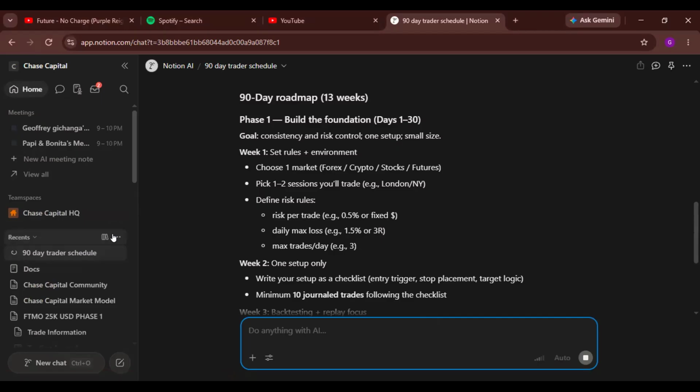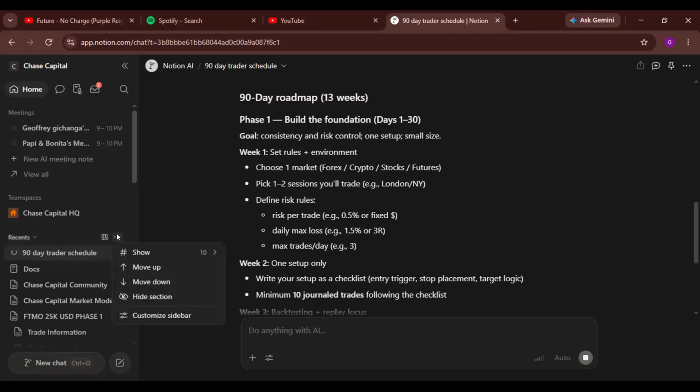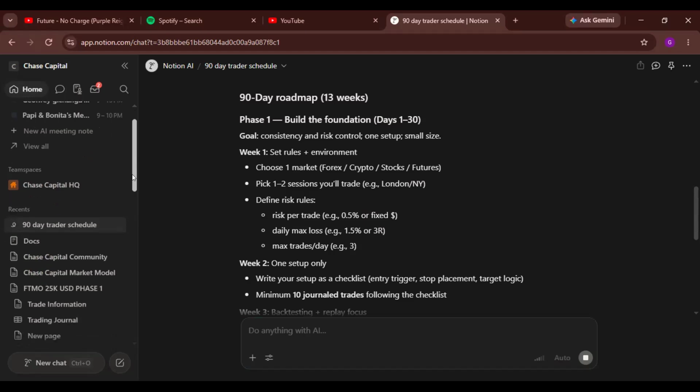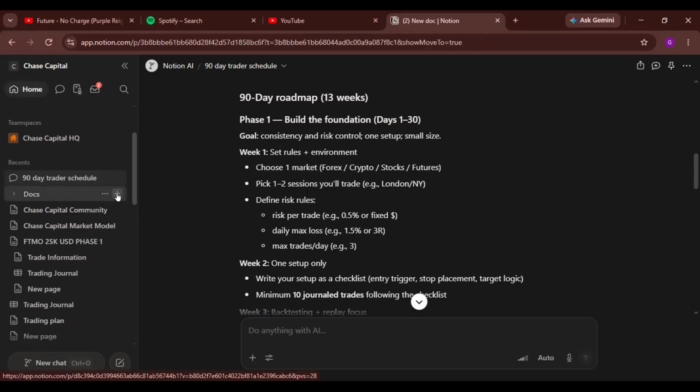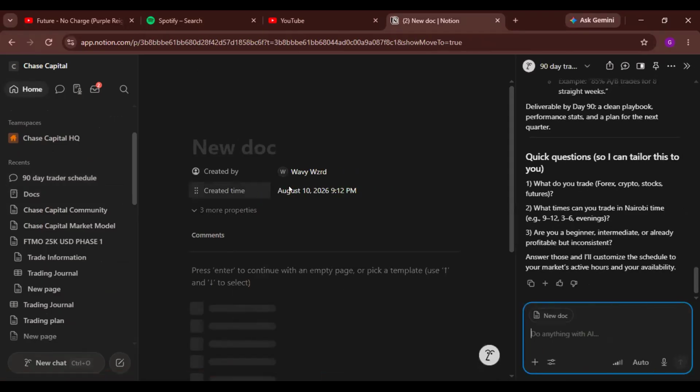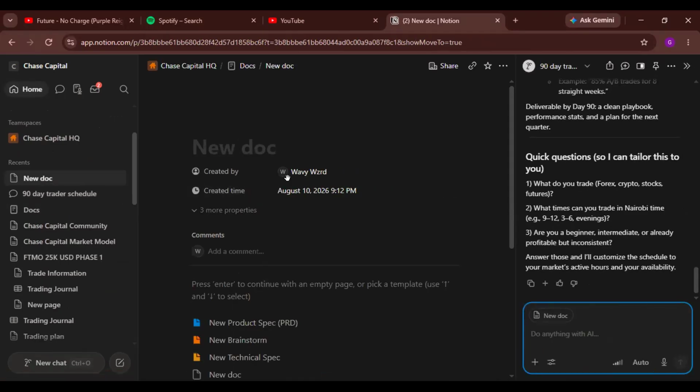Do you see? Come and click on recents, click on this, then it will show. No, I want something like this, for example. These docs here. Do you see this? Click on this plus sign. When you click on this plus sign, you are able to add a page inside. Okay, so you're able to add a page or a new anything that you want to. So this is where you come and click, you add a page.